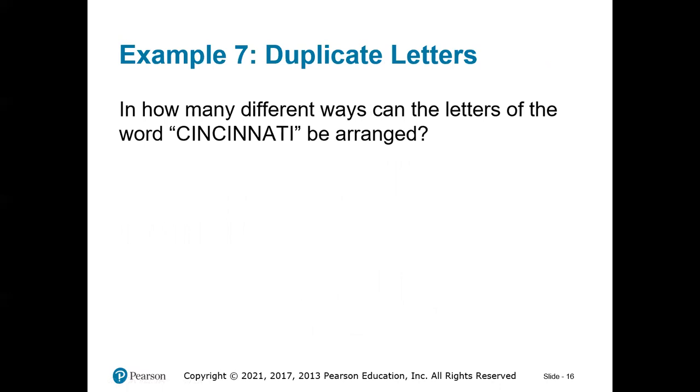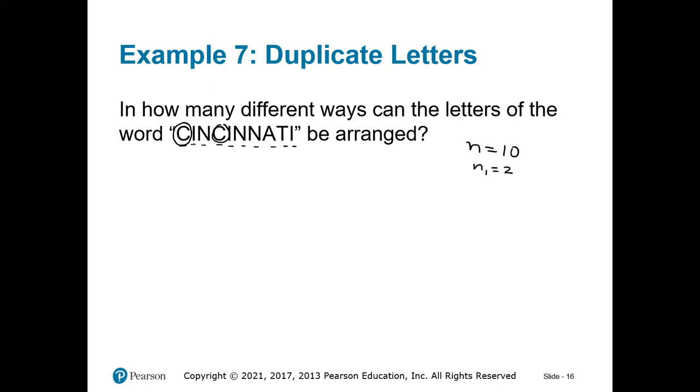Okay, in how many different ways can the letters of the word Cincinnati be arranged? So how many objects do we have? 1, 2, 3, 4, 5, 6, 7, 8, 9, 10. So my n is 10, right? But as you can see, C is repeated how many times? 1, 2. So n1 is 2.